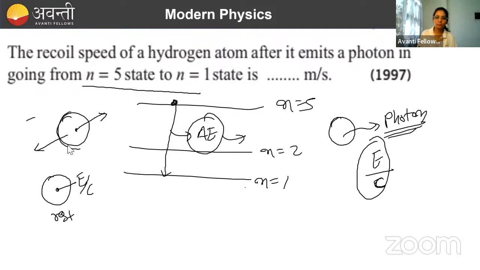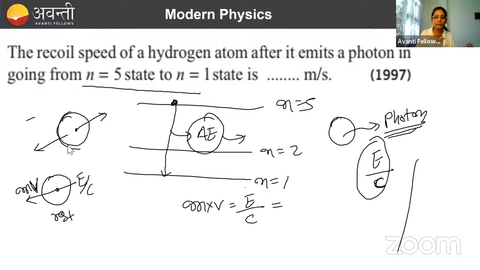So this hydrogen atom, to maintain the momentum equal to 0, will recoil with a certain speed. If that speed is v, then m into v will be equal to what? E by c. So m into v will be equal to E by c. Energy of photon you can very easily calculate here.